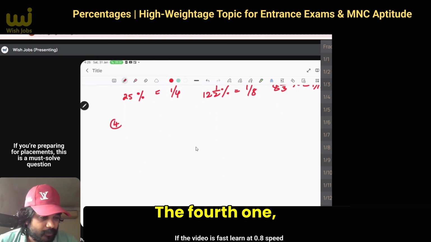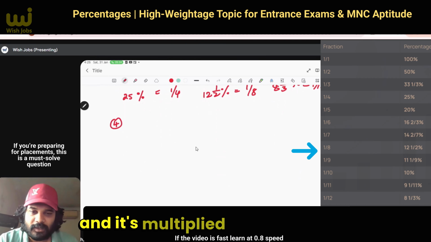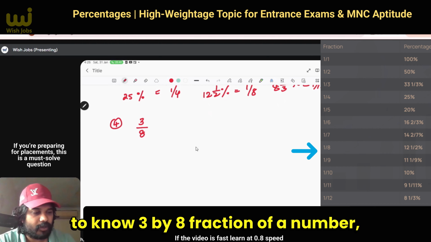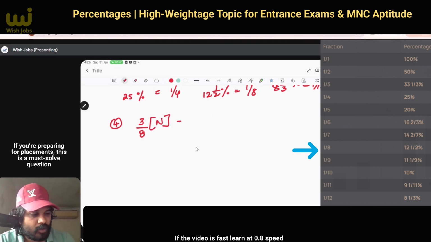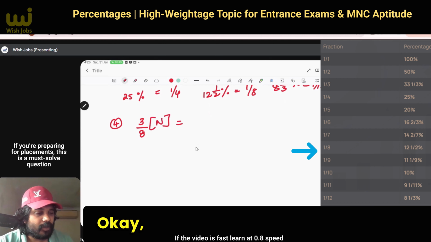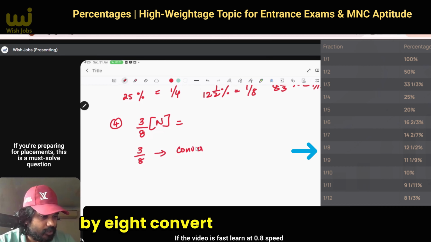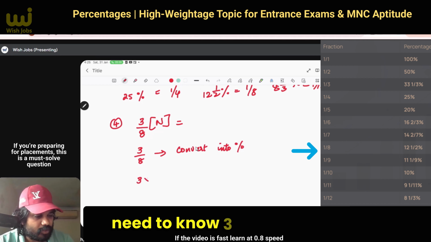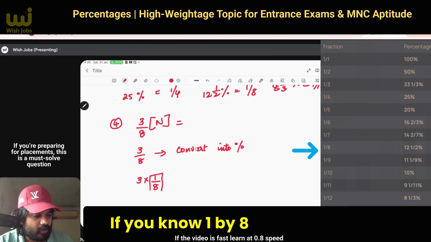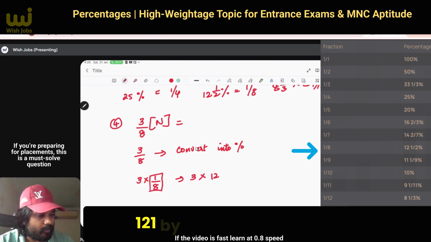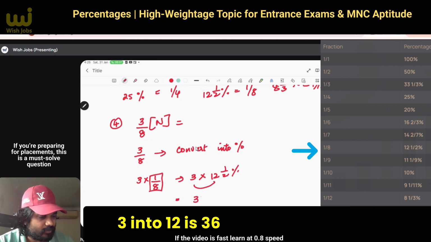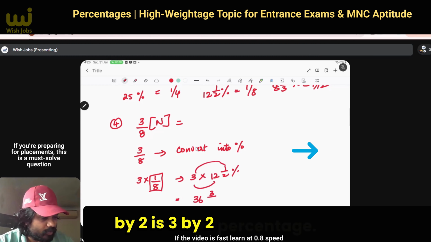The fourth one, if there is a fraction and it's multiplied with a number. For example, if you want to know the 3 by 8th fraction of a number, what is the percentage? Okay, so if they ask you to convert 3 by 8 into a percentage, you just need to take 3 into 1 by 8. If you know the 1 by 8 value as 12 1 by 2 percent, when you multiply that, 3 into 12 is 36, and 3 into 1 by 2 is 3 by 2 percent.